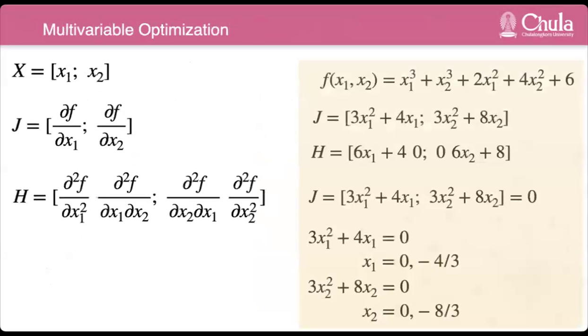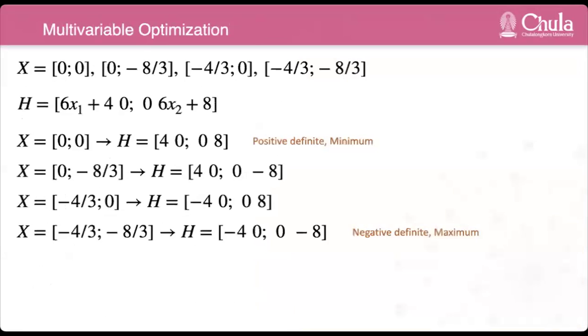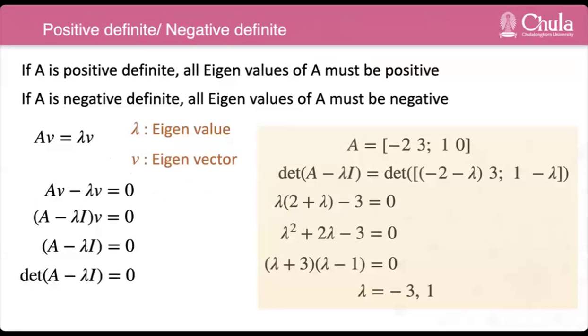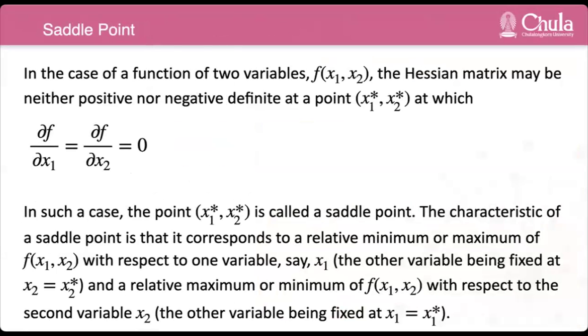Okay, back to our, where is it? This one, right? Okay, this one. You see that we have 4 extreme points, right? And 2 of them, one is minimum, yes, and one is maximum. What about the other 2? When the Hessian is not negative definite or positive definite, we call that point a saddle point.